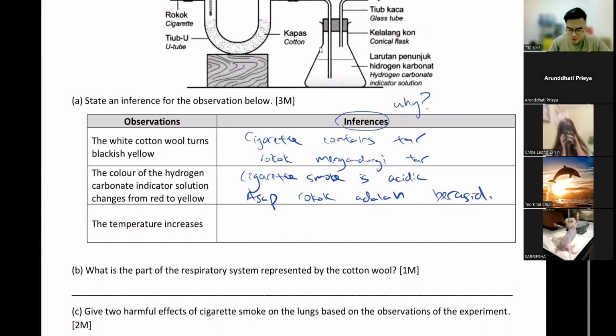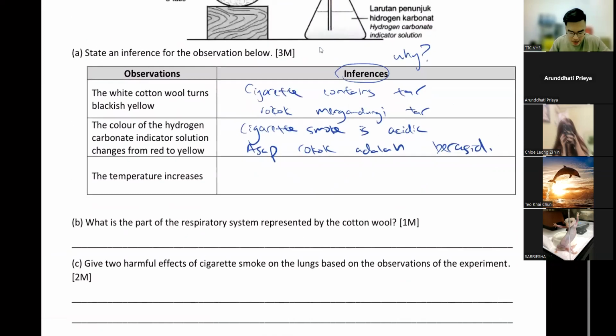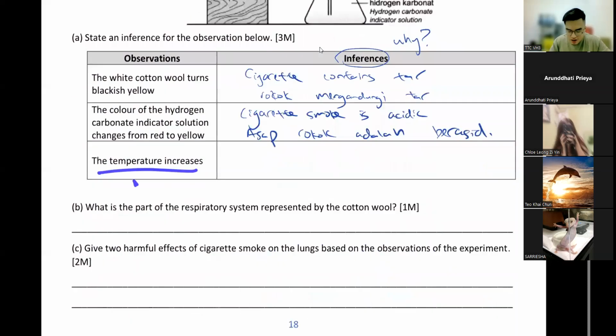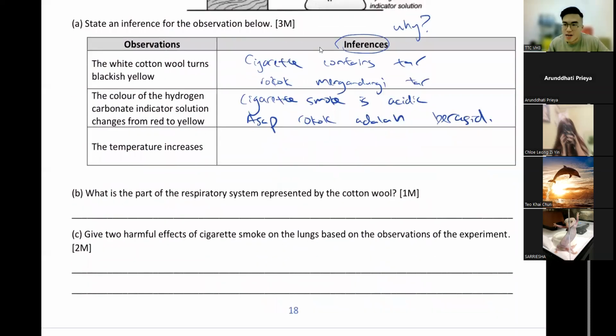Hello, Mujun, how are you? We are on page 18. So temperature increase. You see the thermometer goes up. What does it mean? That means cigarette smoke is? Yes, it's hot, panas. So cigarette smoke is hot. Asap rokok adalah panas.